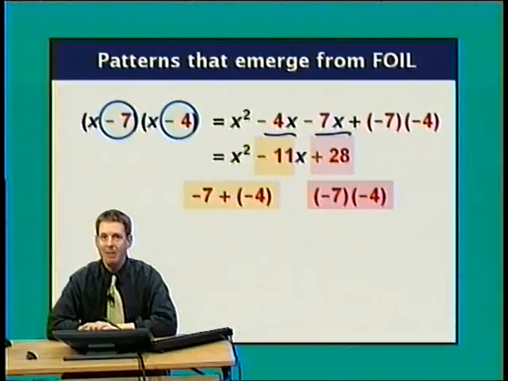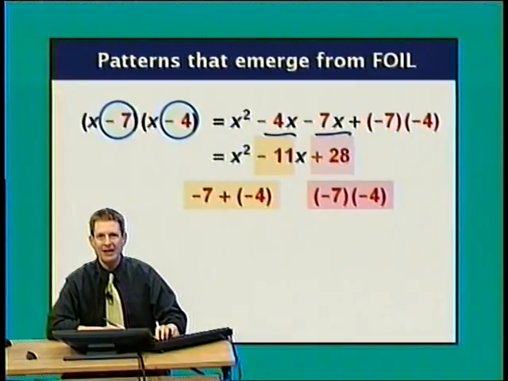I think I see a pattern. And the pattern is that the coefficient on x ends up being the sum of the two constant terms in the binomials, and the constant term in the trinomial ends up being the product of the two constant terms in the binomials. Let's see that in a more general sense.